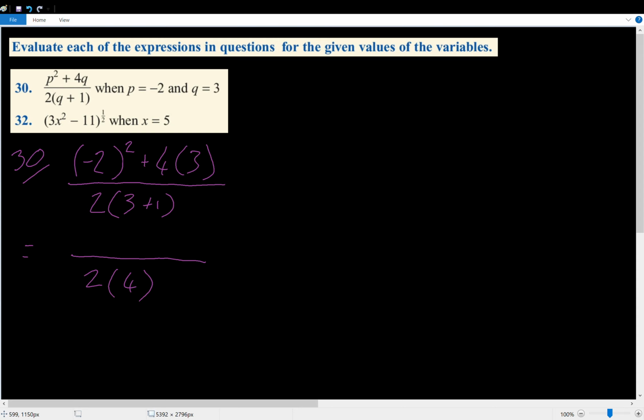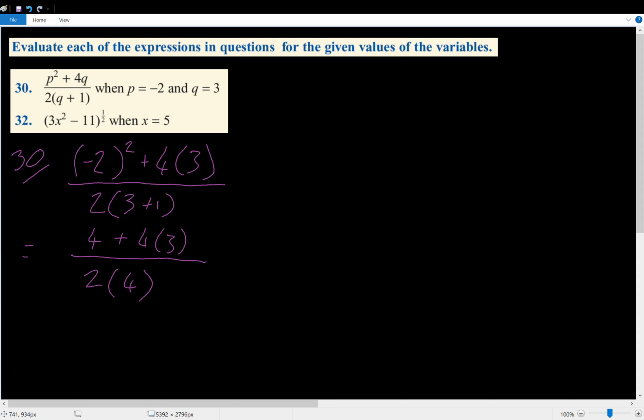And then the next letter in PEMDAS, which is our order of operations, is e, and it stands for exponential, which means our indices here. So we've got minus 2 squared, which is 4. And then we still have our 4 times 3, just there.